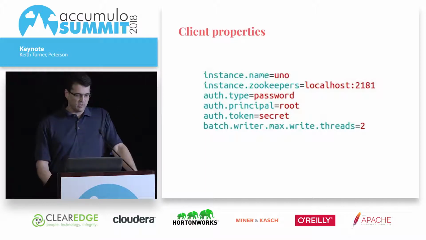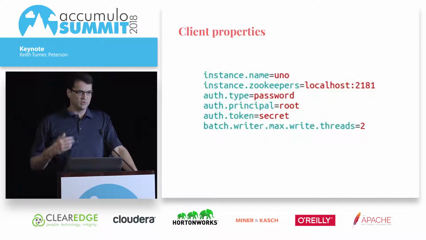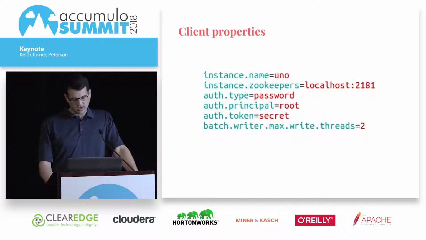This is what the client properties file looks like. So you pass in the ZooKeepers, your authentication information. And something else you can do with this new API is you can pass in configuration for a client, for client-side tools like the batch writer and the batch scanner. You'll notice that at the end of the properties file it says batch.writer.max.write.threads equals 2.